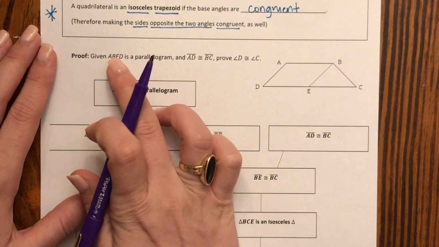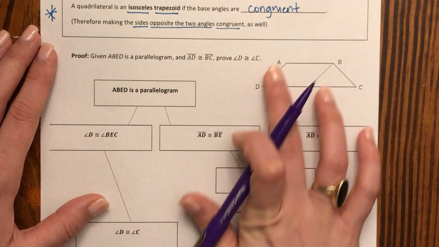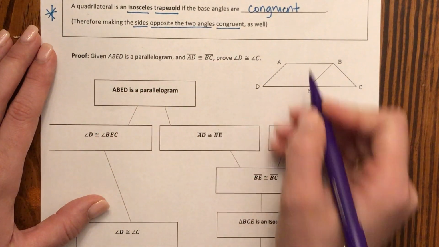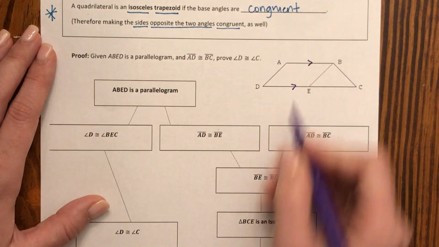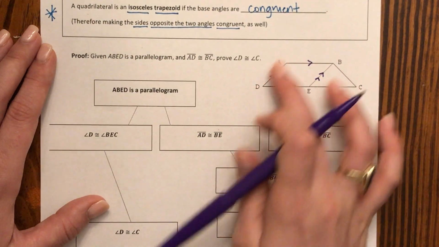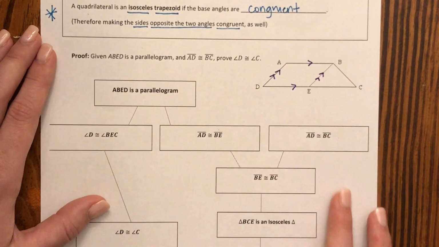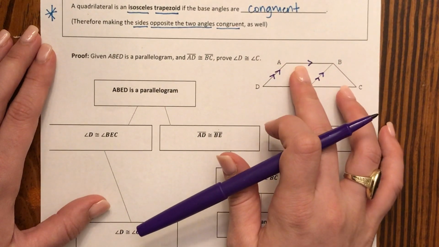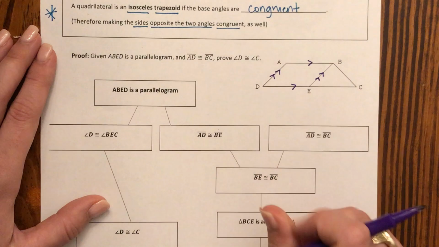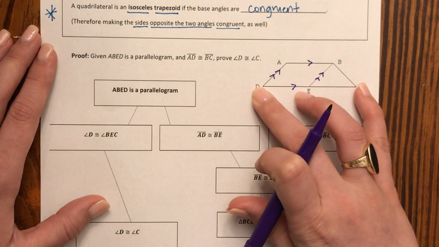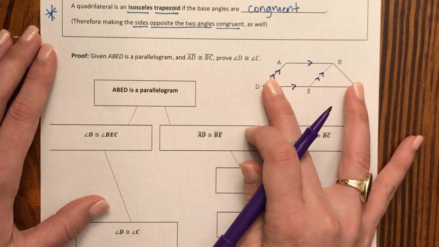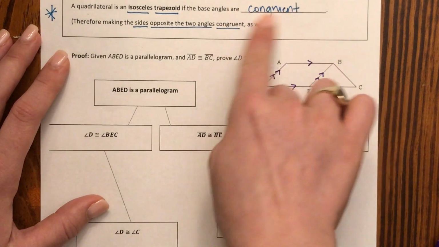So it says, given ABED is a parallelogram. So what you have here is a trapezoid. I know it's a trapezoid because it just said ABED is a parallelogram. That means these are parallel, right? And these are parallel. So if these two sides are parallel, then this has to be a trapezoid. So I've got a trapezoid here. It's got a parallelogram inside of it. I'm telling you that AD and BC are congruent. I want to prove that angles D and C are also congruent. So these two sides are congruent. We want to prove that the angles across from it are. So we want to prove that this little line right here is true.